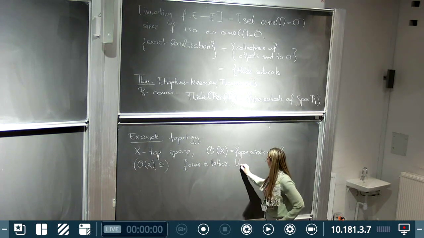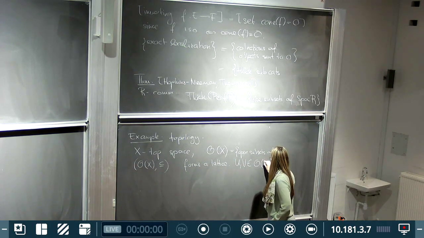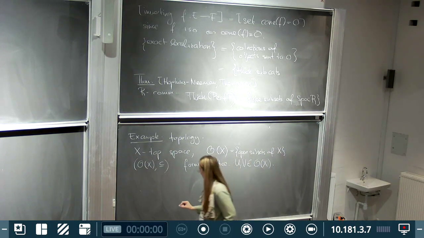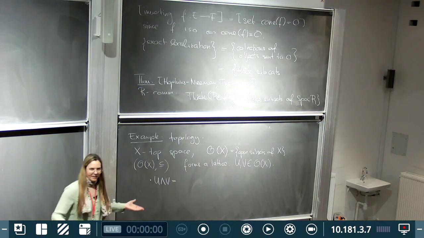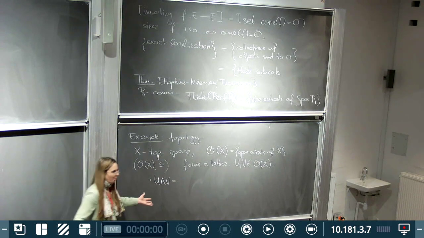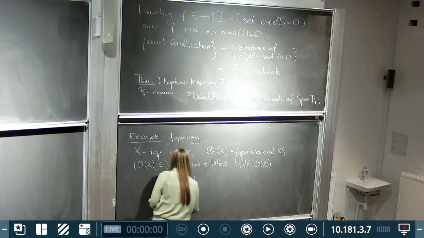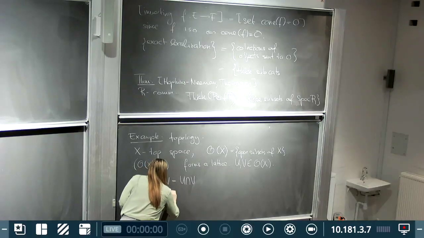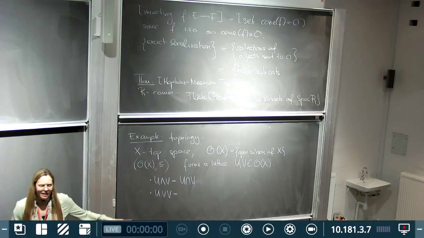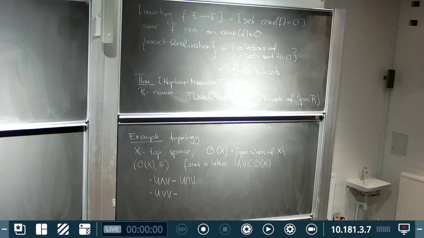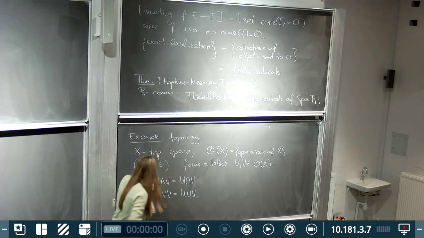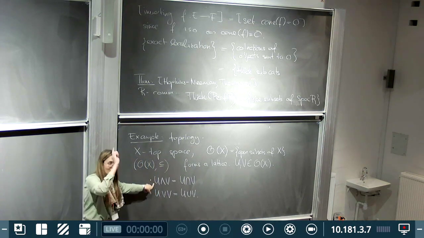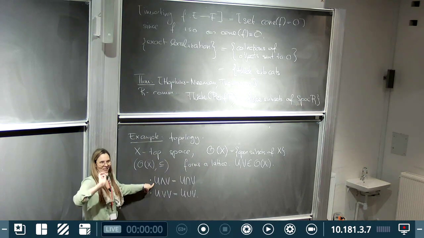So if we have two opens, U and V, what's the meet of U and V? It's the smallest open that's contained in both of them. Did I say it the wrong way around? I probably did. The join is the smallest open that contains both of them. That is the union. I should be more careful. I'm sorry. The meet is the biggest open that's contained in both of them, and that is obviously the intersection.